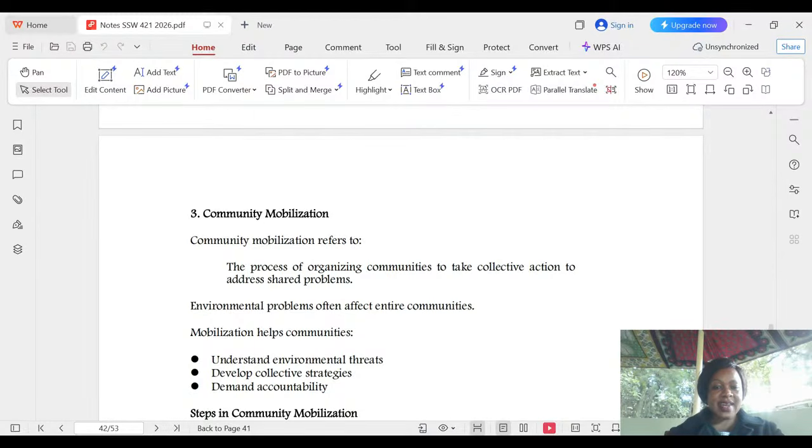Some of the problems that affect entire communities when it comes to environmental matters include things like logging, dumping, and environmentally irresponsible practices around development. So in this case, you'll be helping communities to understand the environmental threats that are affecting them.